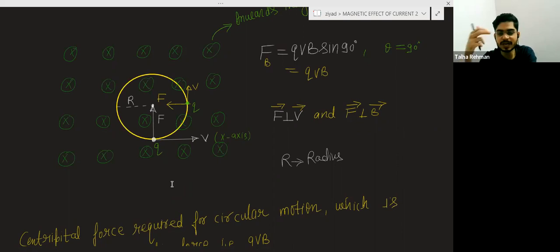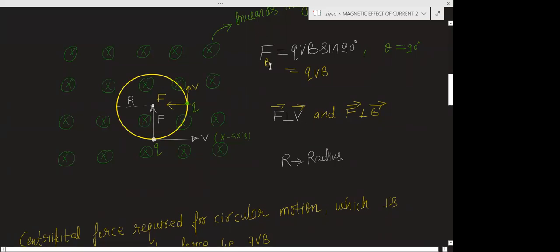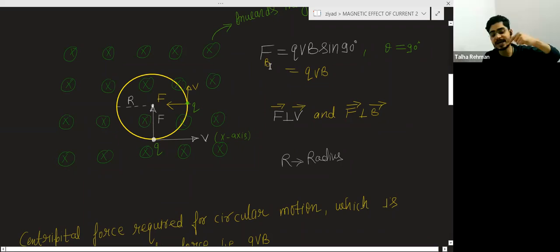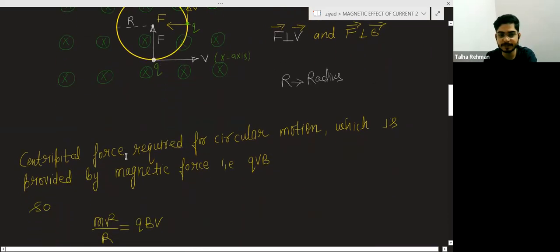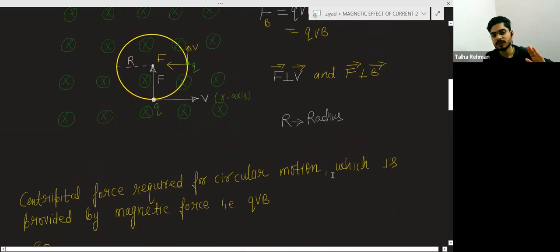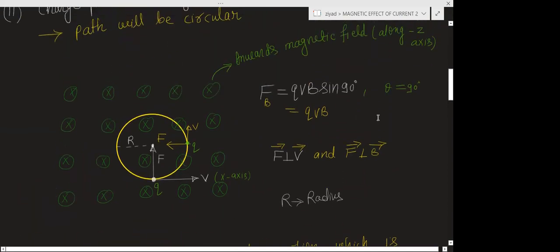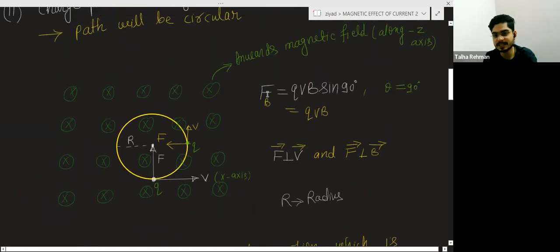But here your charged particle is moving in a circular path, and which force is available here? Magnetic force. So the magnetic force will provide the centripetal force to this charged particle. So the centripetal force required for the circular motion is provided by the magnetic force. And this is qvB, because we have already placed theta equal to 90 degrees, so the magnetic force is qvB sine 90. Sine 90 is 1. So the magnetic force acting on this charged particle is q into v into B, because the particle is perpendicular to the magnetic field.